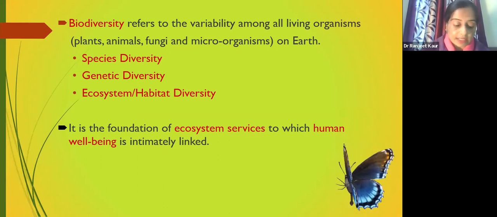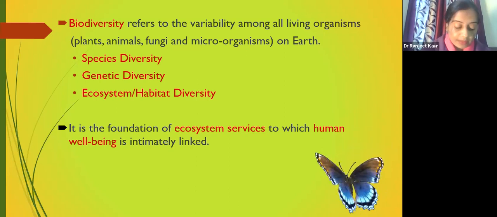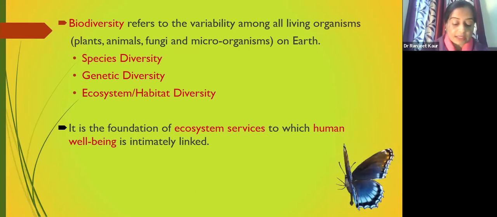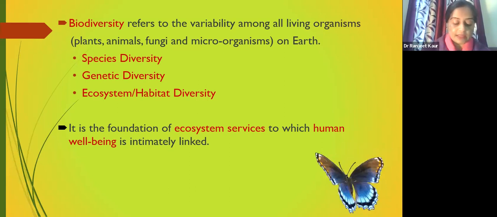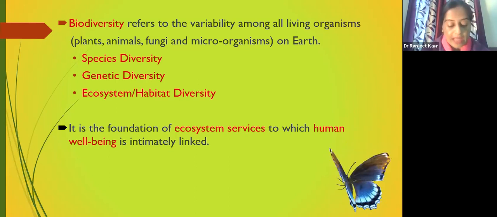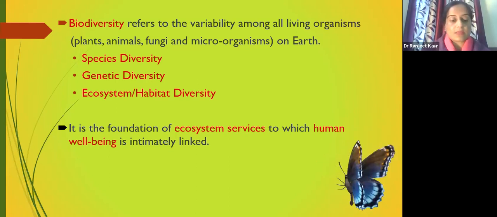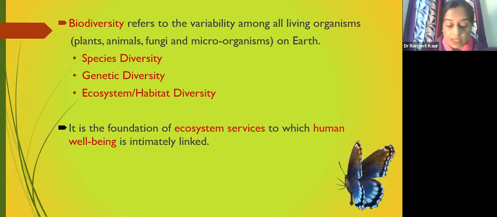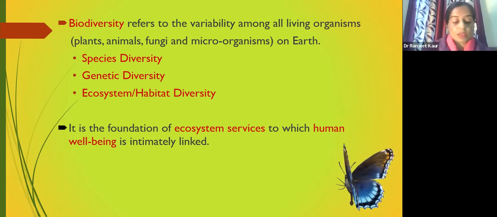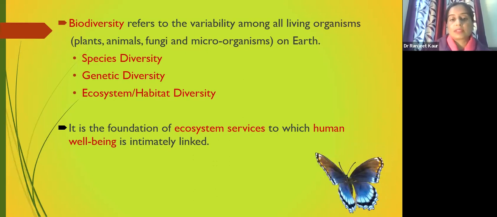Then we come to genetic diversity. It is the range of different inherited traits within a species. And why are they important? They are important because they are critical for populations to adapt to the changing environmental condition. This genetic diversity is important for the adaptation part. Then there is ecosystem or habitat diversity, that is diversity between different habitats, between different biological communities, and associated ecological processes.